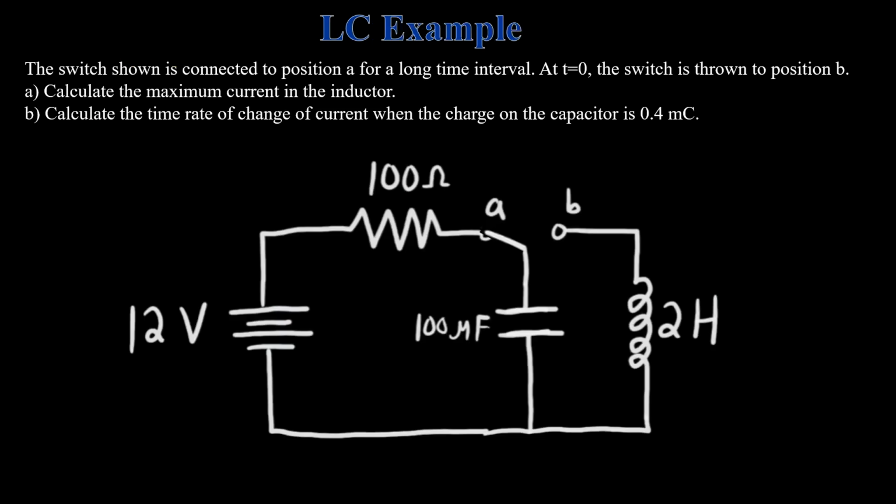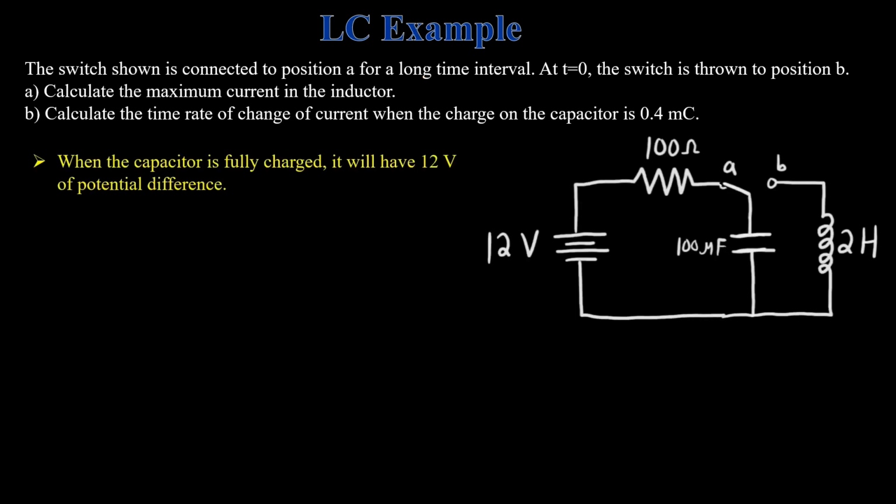Here's an example of an LC circuit. We have a 12-volt battery charging up a 100 microfarad capacitor, and there's an inductor connected to the capacitor eventually. There's a switch that's going to flip from A to B. It's at the position shown for a long time, meaning that the capacitor fully charges. It's going to get 12 volts across it. And then the switch is going to be thrown to position B, and then we're going to have an LC circuit oscillation.